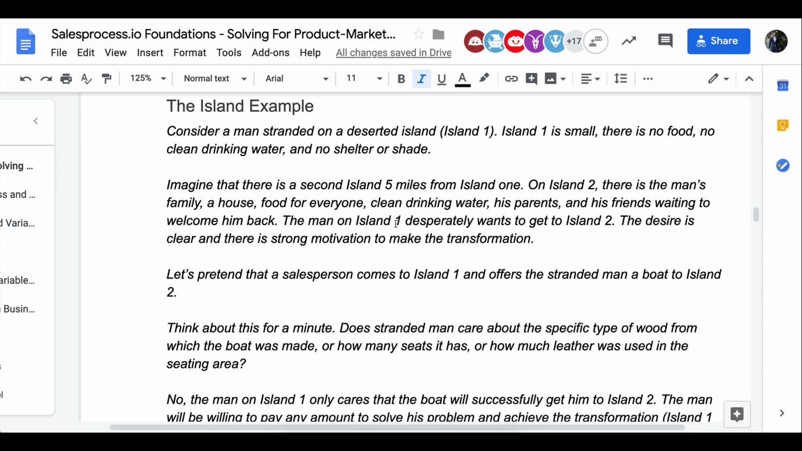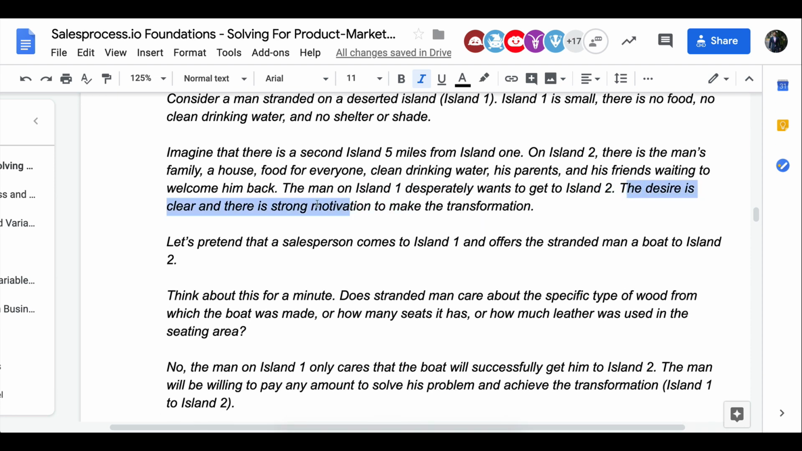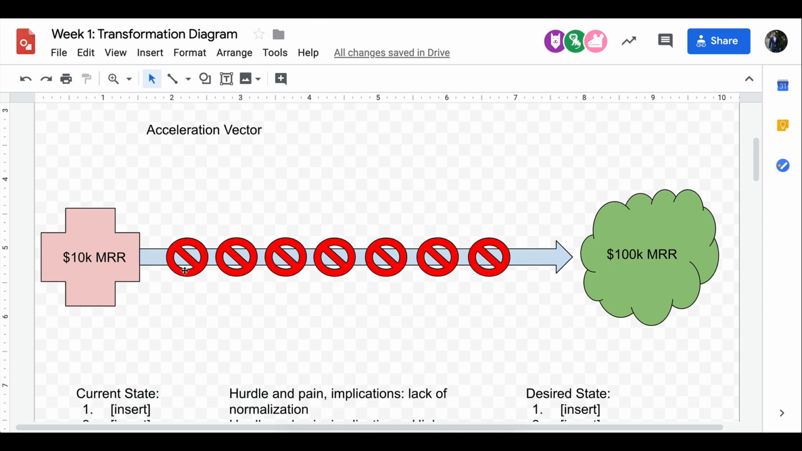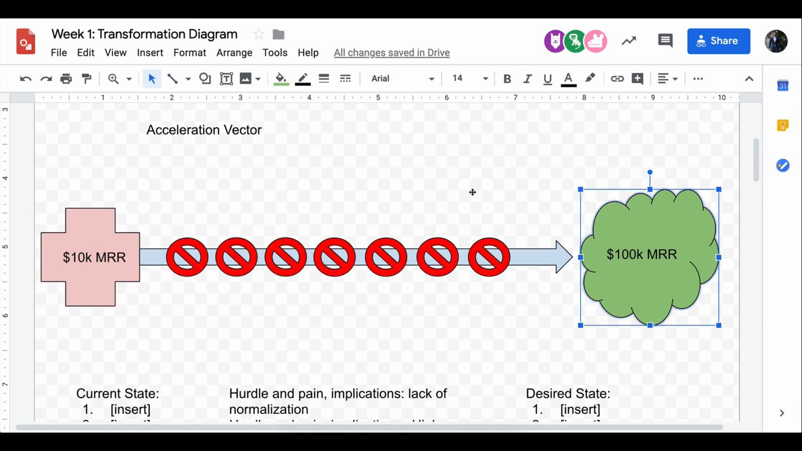He just wants to go from island one to island two. This is what he wants. He hates being on island one. For some reason, he's stranded there, and he needs to get back to his family on island two. So the desire is clear, and there's strong motivation to make that transformation. That's really what the island story explains: the transformation from state one to state two.